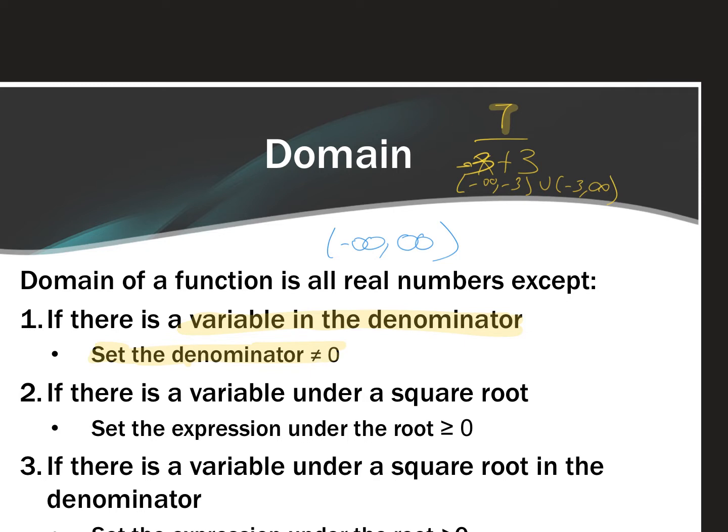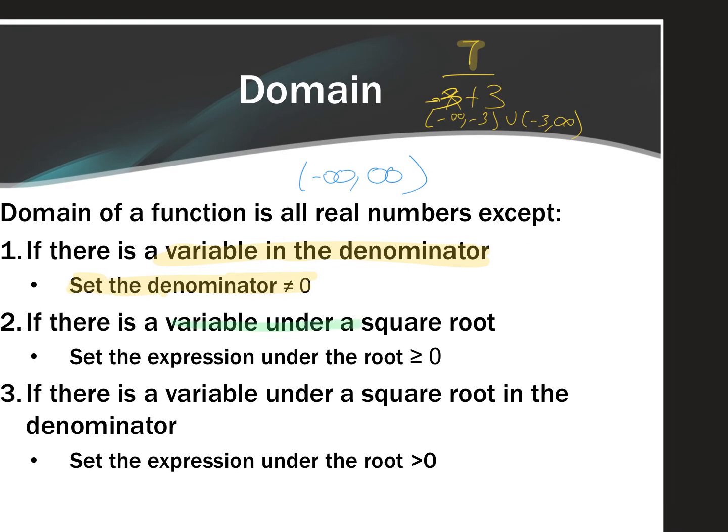All right, the second rule that we have. The second rule is if there's a variable underneath the square root. Okay? If there's a variable underneath the square root, then you have to set the expression underneath the root greater than or equal to 0. Now, why? Under the 7, the first number. Oh, I just put x plus 3, and then I plugged in negative 3.